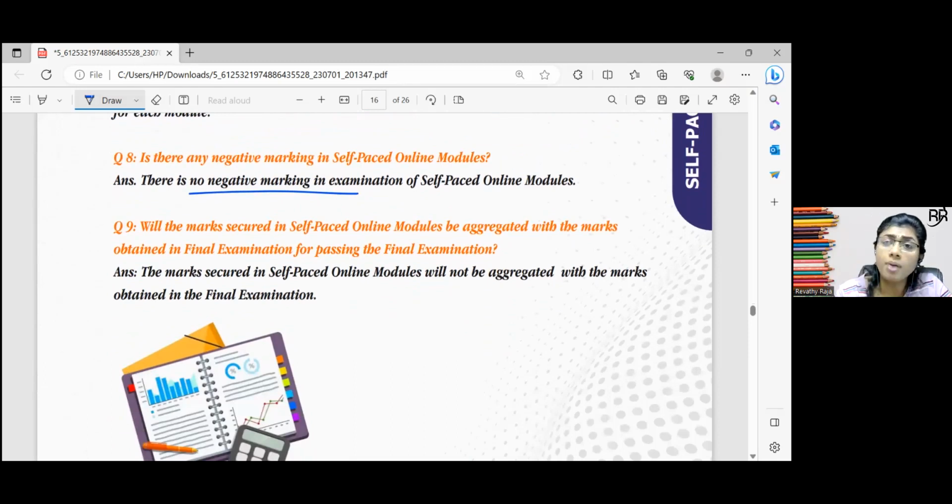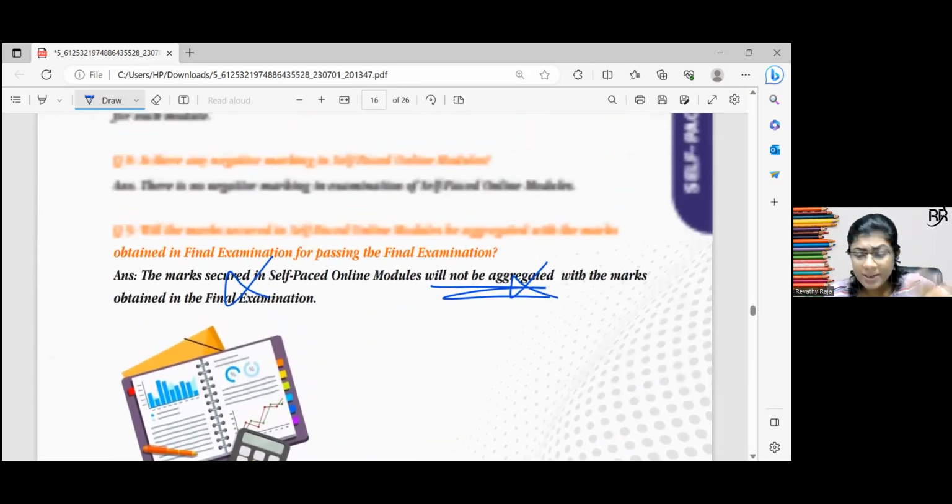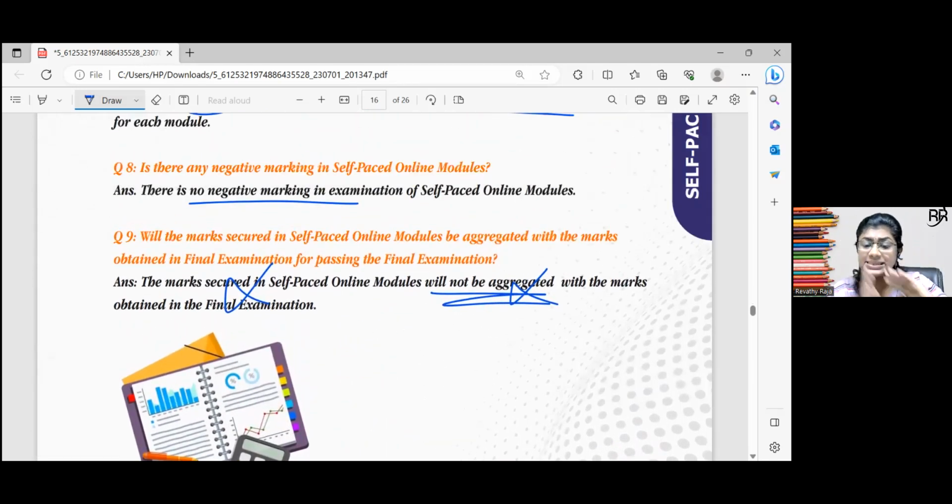Now, will our marks in SPOM be aggregated with the final exam marks? The answer is no, it won't be aggregated with the final exam marks. But to appear for the final exam, you have to pass. So that is the basic information regarding the self-paced online module. Wait, more information regarding the same I will give you.